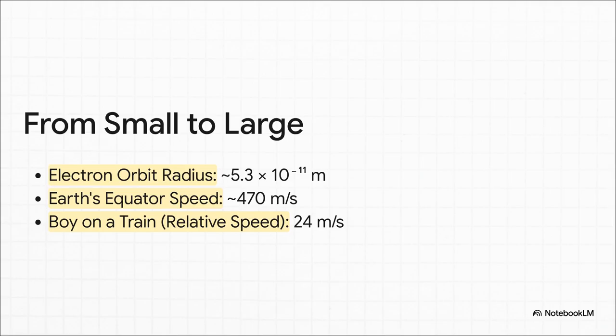Now let's go from the smallest thing we can think of to the biggest, our own planet. If you're standing on the equator, you're traveling the entire circumference of the Earth every single day. We can use our simple speed equals distance over time formula and find out that you're moving at an incredible 470 meters per second, right now. Isn't that amazing? From an atom to a planet, the physics doesn't change.